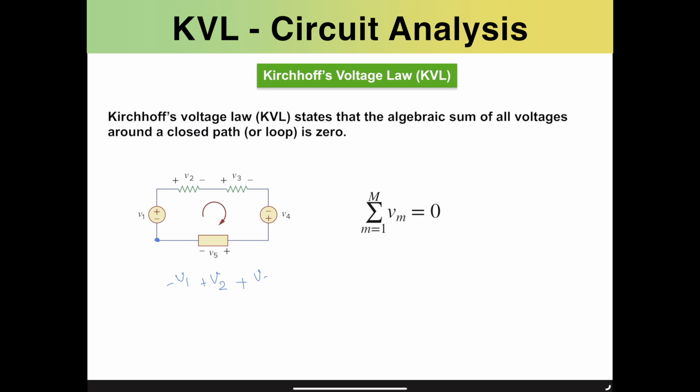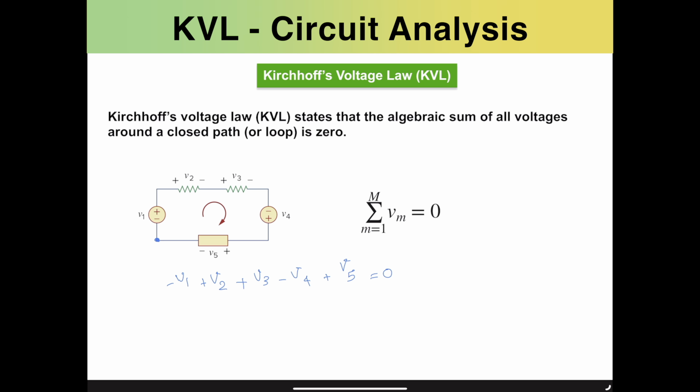Moving forward, it will be V3. As long as we move clockwise, we enter from the positive terminal of V3. Then moving down through V4, from the negative terminal, we have minus V4. And finally, moving from right to left through the positive terminal of V5, we have plus V5. Finally, we arrive at our original reference point, and that's enough for us to set the summation to zero.